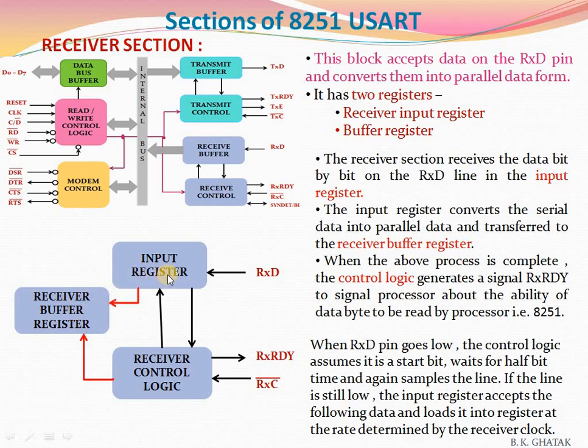Clear? When the above process is complete, then the control signal RxRDY is generated. That means now the receiver is ready to receive another signal. This control signal generates a signal RxRDY to the processor about the availability of the data byte to be read by the processor, that is 8251.